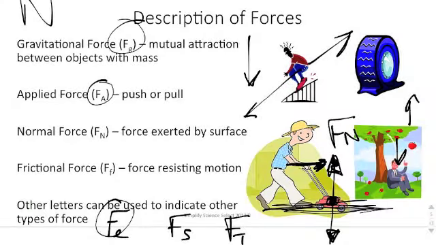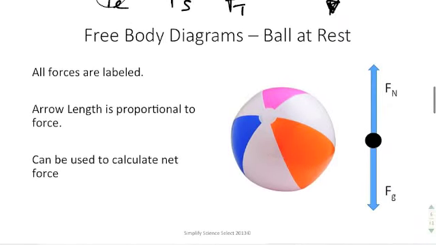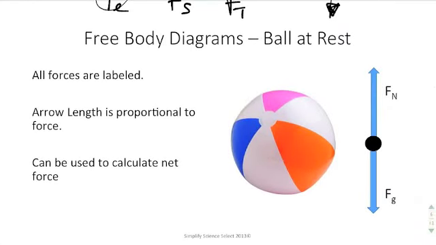All right, a free body diagram. A free body diagram for a ball at rest. All the forces are labeled. So the first thing, you can't just have arrows going every which way. Okay, you have to draw these arrows, and you have to draw them proportional to the force. So if you look right here, I have a ball at rest. I indicate it with a dot.